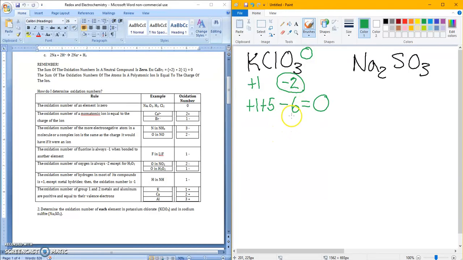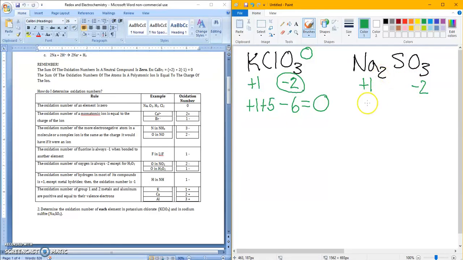We need the total charge in order to find out the chlorine. But when it asks for the oxidation number of each atom, we're talking about just one atom. So let's go over here. Sodium, I know that sodium is part of that first group, so I know this guy is a +1 charge. Oxygen, again, is a -2.